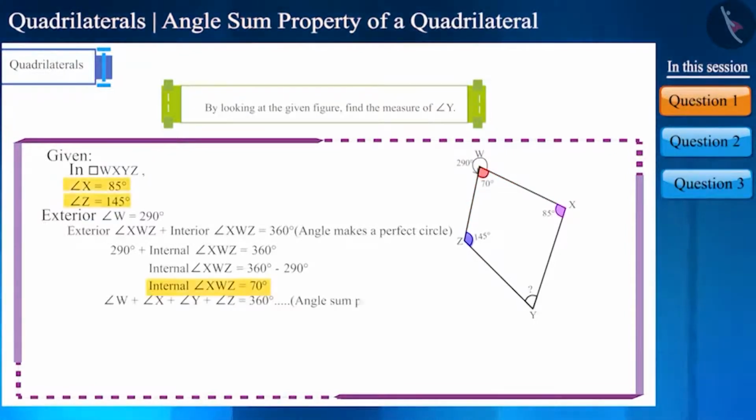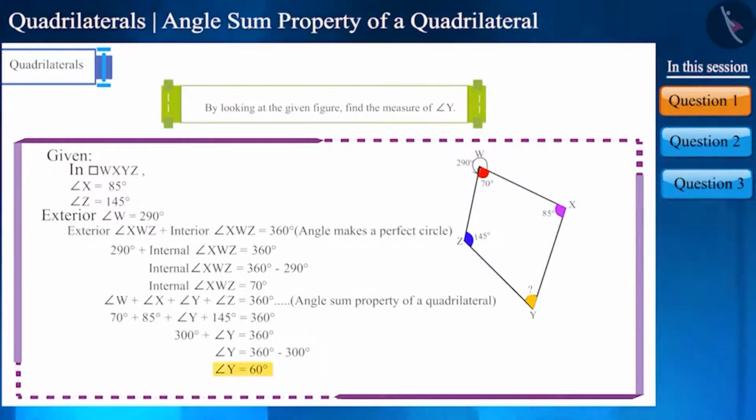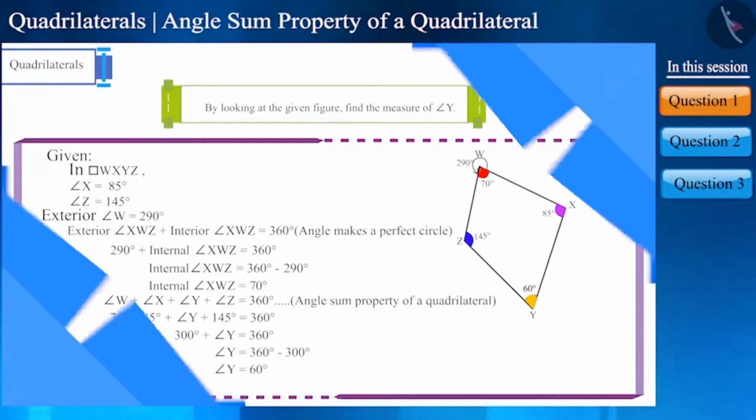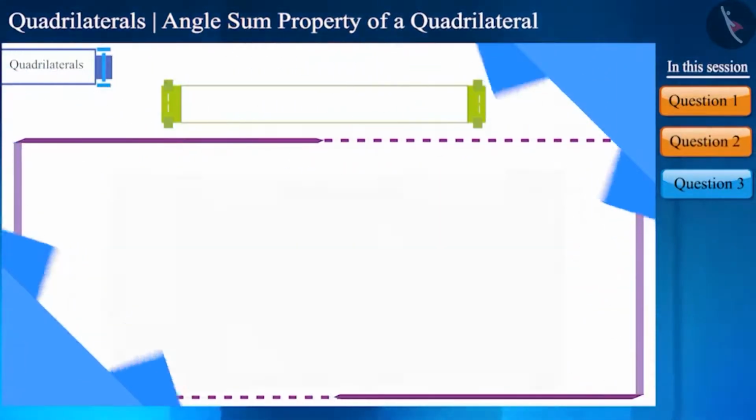Now we have the measurement of the three interior angles of the quadrilateral. We can easily find the measurement of the fourth angle in this way. We got the measurement of angle Y as 60 degrees. Let's take one more question.